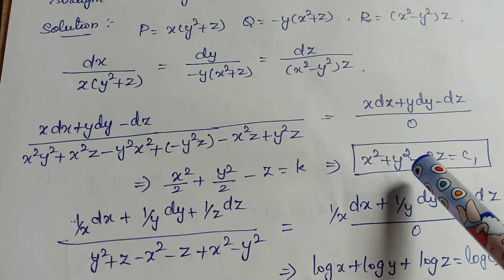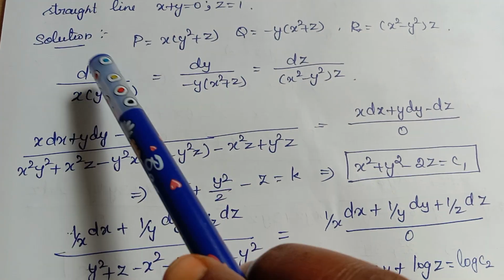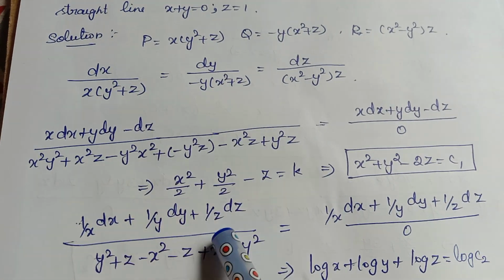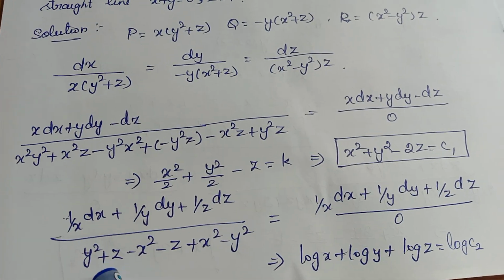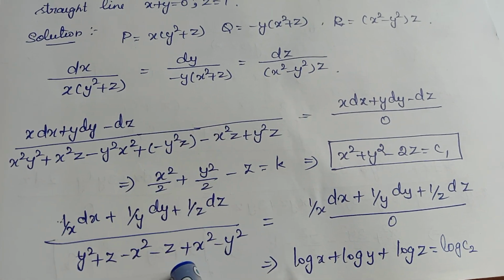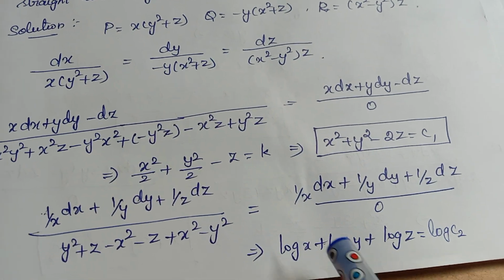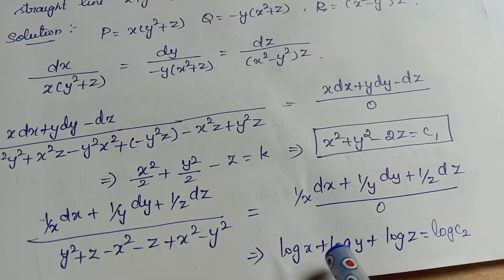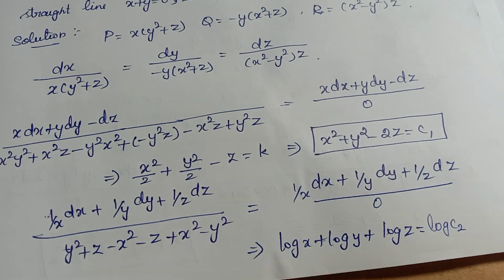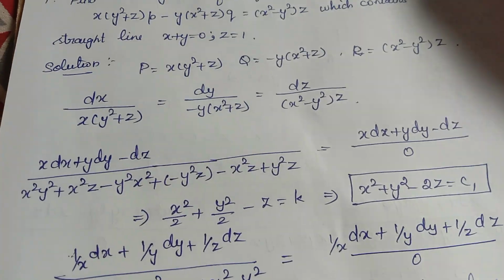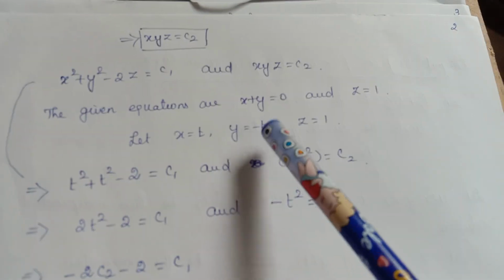For the second solution, again you look at this one. Now you multiply by 1 by x, 1 by y, 1 by z: 1 by x dx plus 1 by y dy plus 1 by z dz. What do you get in the denominator? Y square plus z, and so on, again you get the denominator as 0. So the integration of the numerator is a constant. 1 by x dx is nothing but log x. Log x plus log y plus log z equal to log c2. So finally what you get is xyz equal to c2.